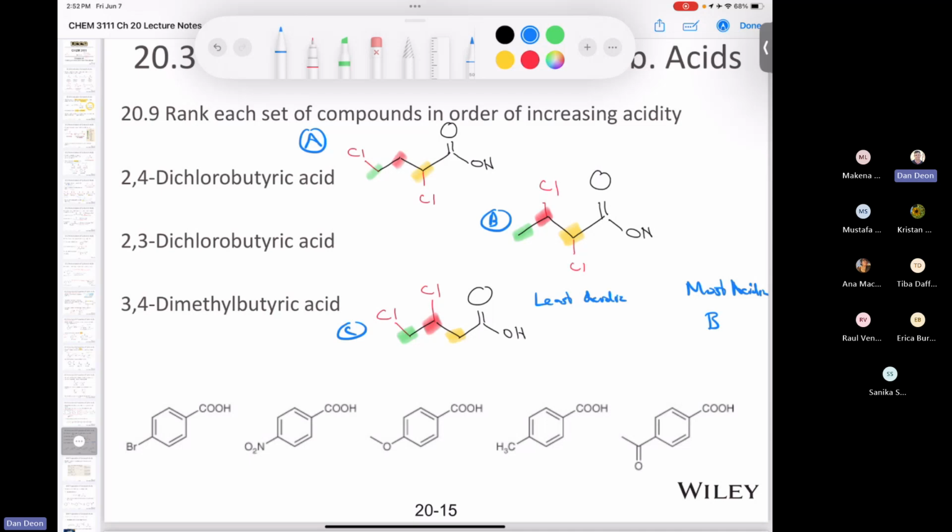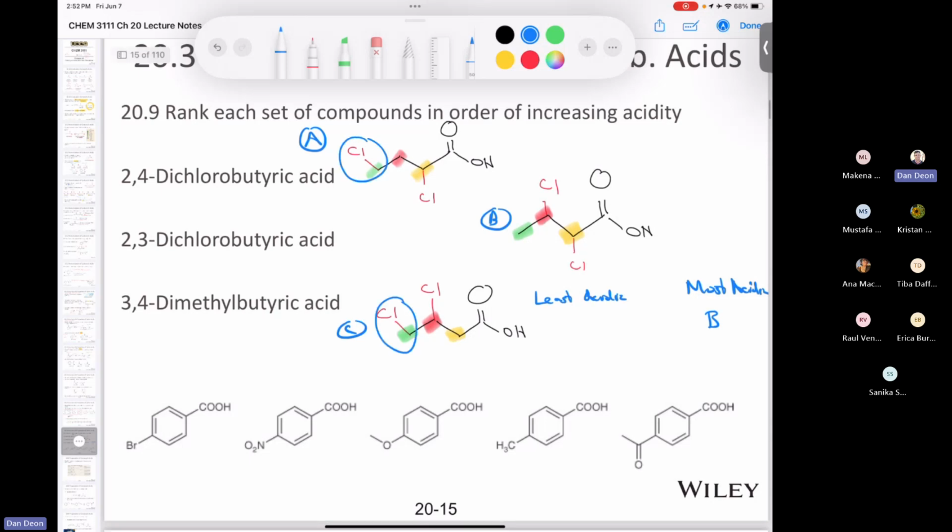Then if I compare A and C, in A you both have a chlorine on the green carbon, but in A the second chlorine is closer, on the yellow carbon. That means A would be in the middle, and C would be the least acidic of all of them. So most acidic and least acidic.